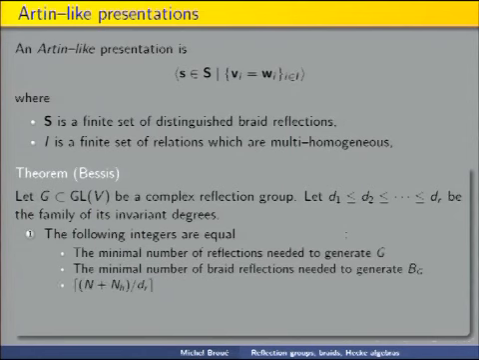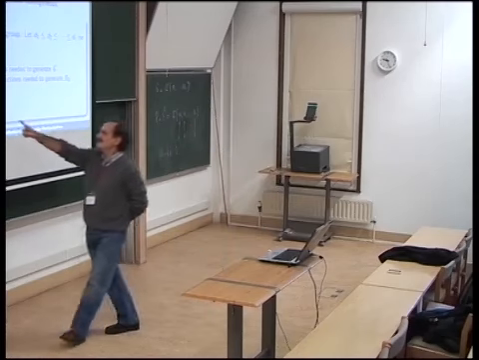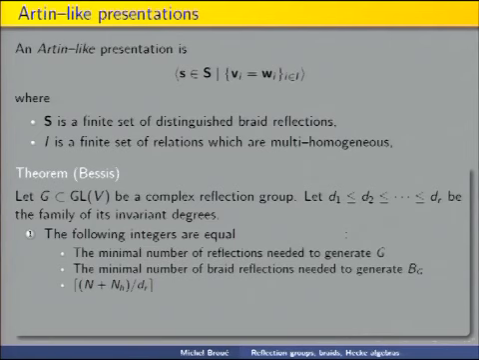And this number is equal to the ceiling of (N plus NH) over dr, where dr is the largest degree. This strange sign here means the smallest integer, the first integer after this quotient. I don't know how it is called. It's not the integral part. Anyway, you understand. So this is equal to this, where capital N is the number of reflections and capital NH is the number of hyperplanes.